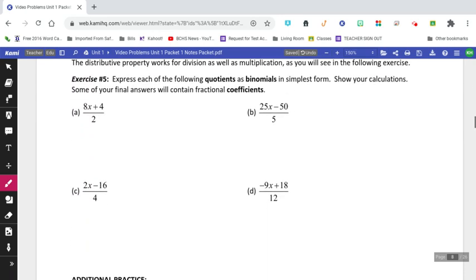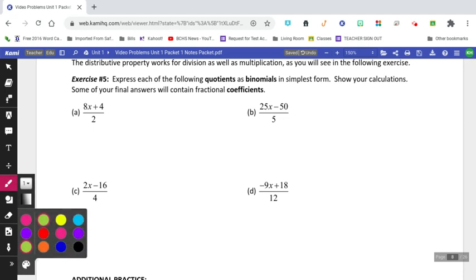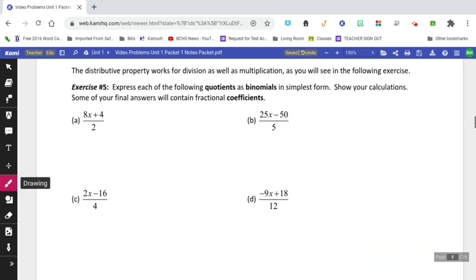Okay. And the last thing to go over here has to do with division, but also the distributive property. Whenever you have a fraction where in the numerator, at the top of the fraction, you have addition and subtraction, if you're dividing by a single term, in this case, a number, you can basically use the distributive property. So for A, having 8x plus 4 over 2 is really the same as 8x over 2 plus 4 over 2. We can like split them up.